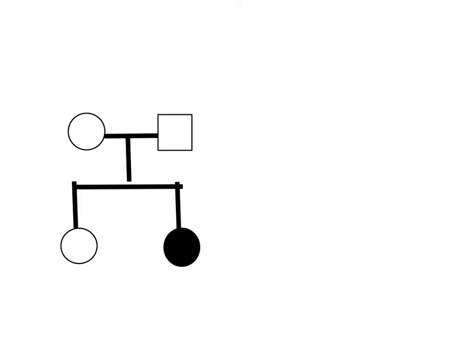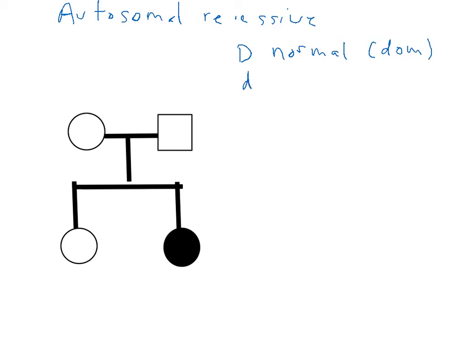The first we'll consider is autosomal recessive. In that case, you define some alleles like this. Big D would be normal, and it would be dominant. Little d would be disease, and it would be recessive. And then you start by working through each member of the pedigree, first just based on their phenotype, not worrying about how they're related to one another.